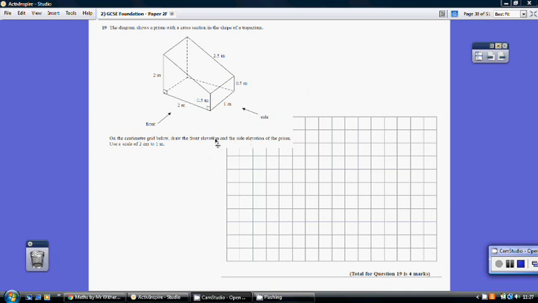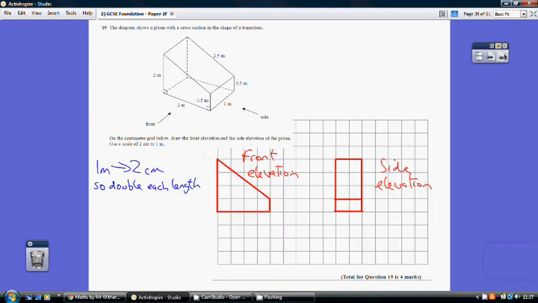Question 19. On the centimetre grid below, draw the front elevation and the side elevation of the prism using the scale 2 centimetres to 1 metre. So front elevation, imagine you're looking from here, so the shape is going to be this shape here, and then 2 metres represents 4 centimetres, and so on. So basically all of these metre lengths we're going to have to double to get the number of centimetres we want. So we need to have a base of 4, a height of 4, a height over here of 1, and then we pop in the diagonal.